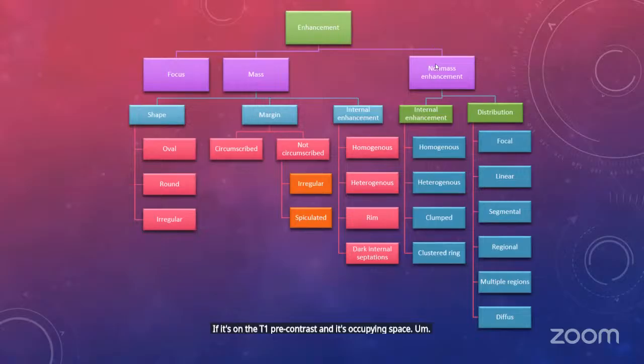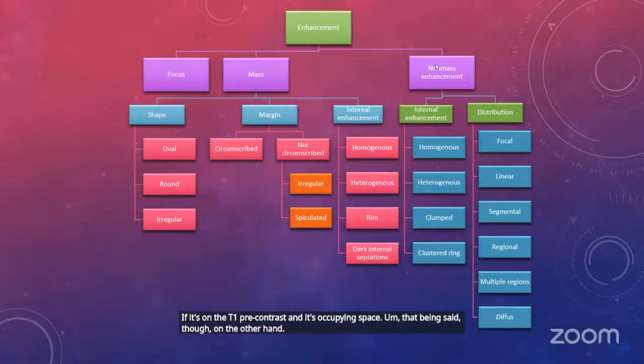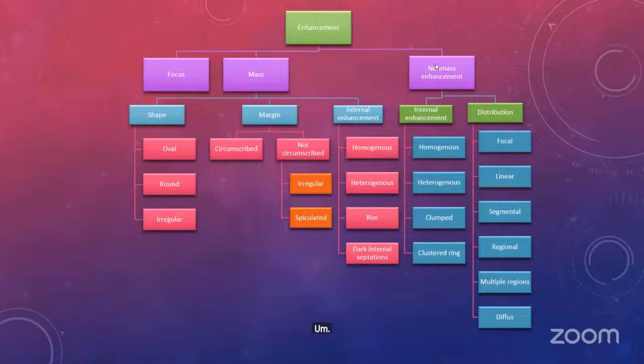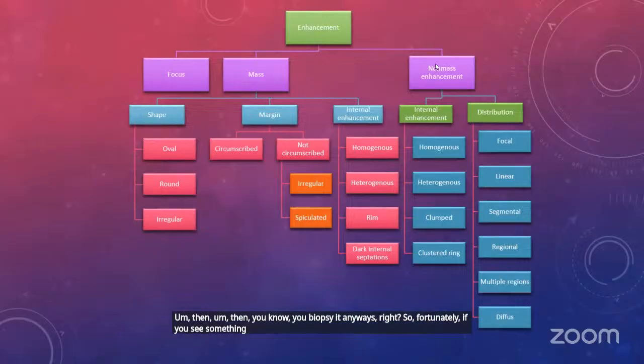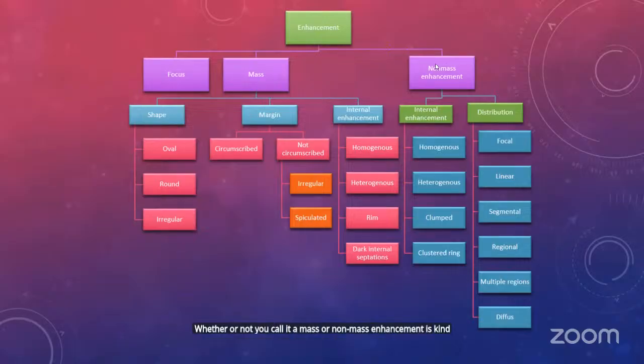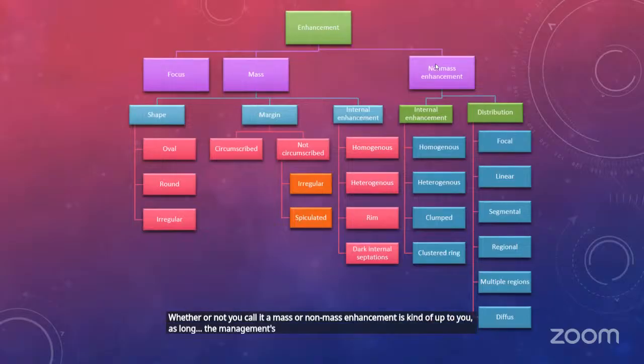That being said, the great thing about breast imaging is that we're only looking for one thing: breast cancer, right? It's either cancer or it's not. And if you think that it is suspicious for malignancy based on its features, then you biopsy it anyways, right? So fortunately, if you see something that's suspicious, whether or not you call it mass or non-mass enhancement is kind of up to you, as long as the management's the same either way.